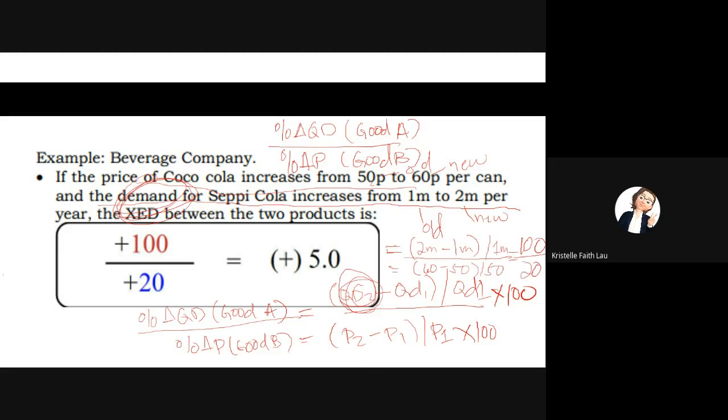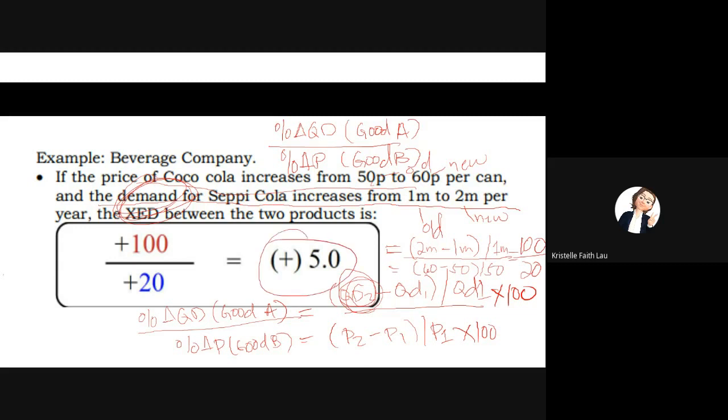So, meron na tayong value for the percentage change in quantity demand for good A. Then, percentage change in price for the good B. So, i-divide natin silang dalawa. They are both positive. So, 100 divided 20 equals to positive 5.